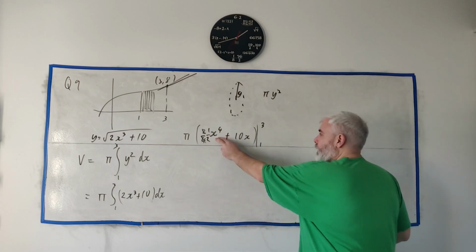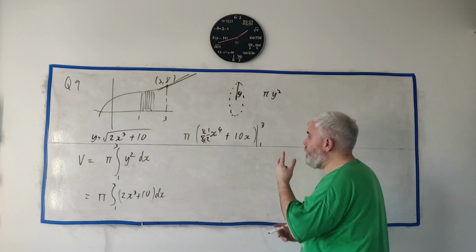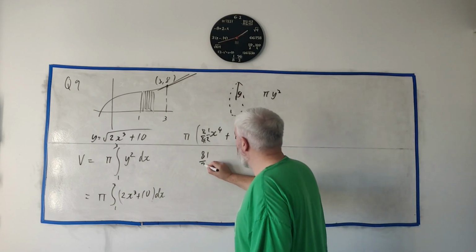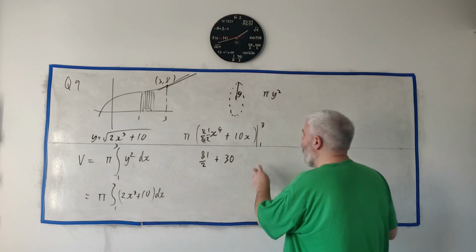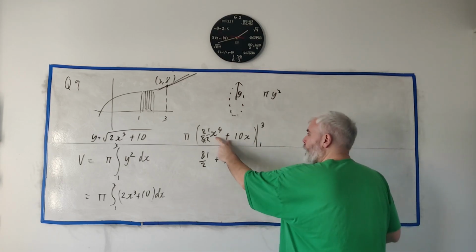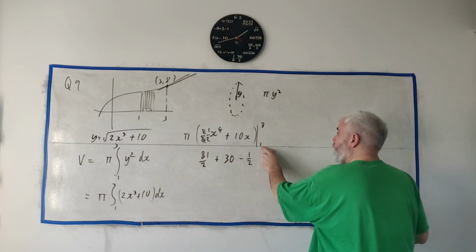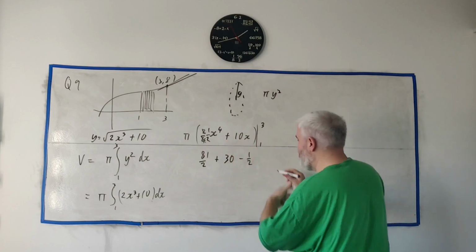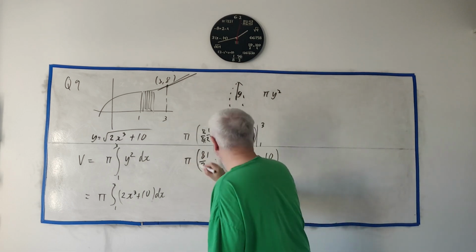If we put 3 in here, 3 to the power 4 is 9 squared, which is 81. So that becomes 81 over 2. Plus put a 3 in here, we get 30. Take away putting a 1 in. So 1 goes in, we get 1 over 2. That's a half, and we take it away. We put 1 in here, we get 10, but we take it away. And all of this is multiplied by pi.